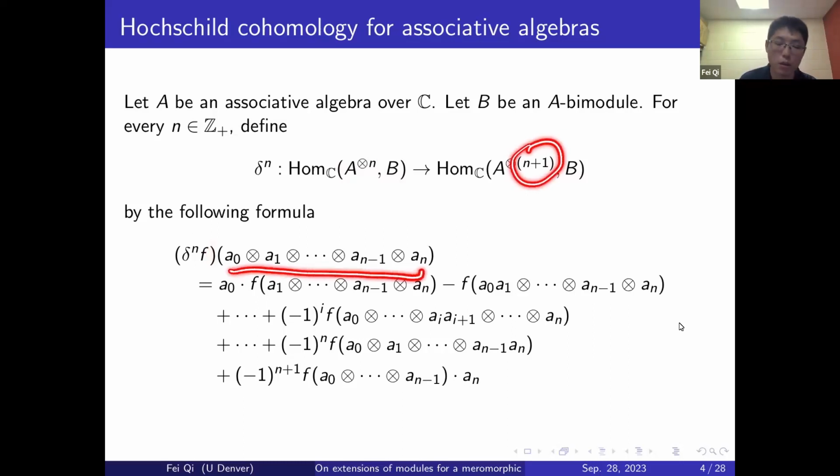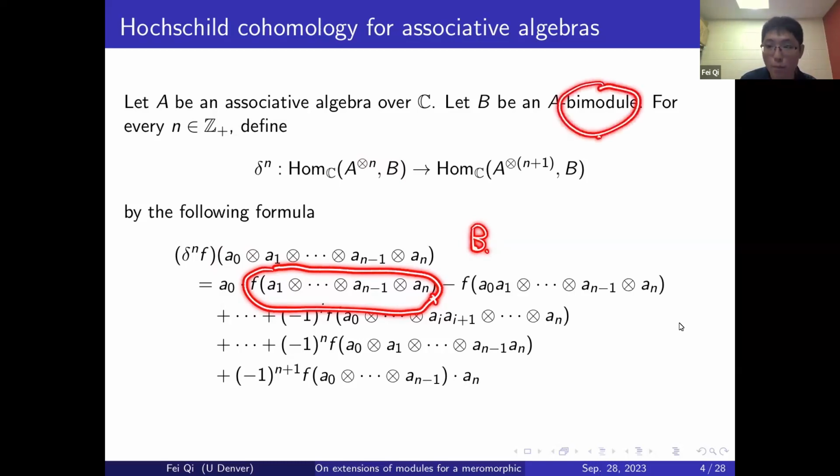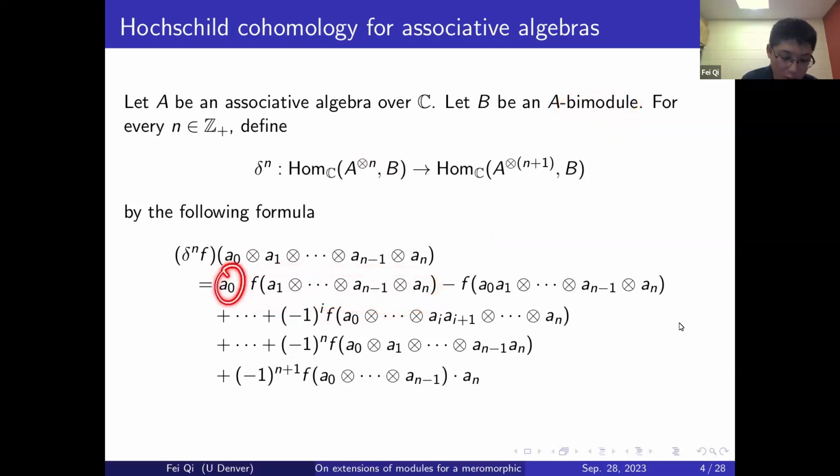I will list them as a_0 through a_n, so there are n plus 1 elements inside here. Then I define delta n of f to be a map sending these n plus 1 elements to the following. For the first term, you pull a_0 out, and then you let a_0 act on the image of a_1 through a_n from the left. The image of this is an element inside B, and remember B is a bimodule, so there is an action from the left. So I let a_0 act on it from the left, which results in an element inside the module B.